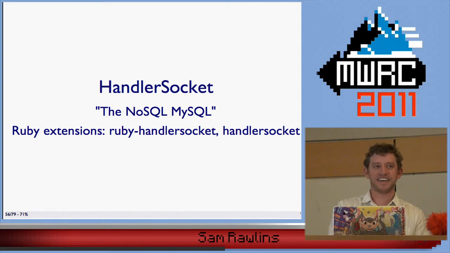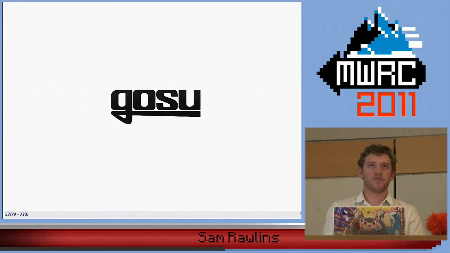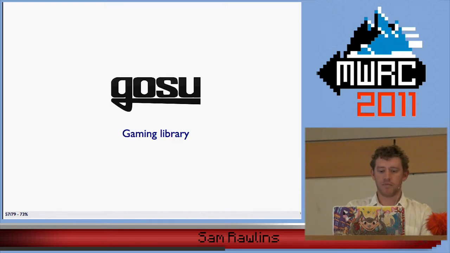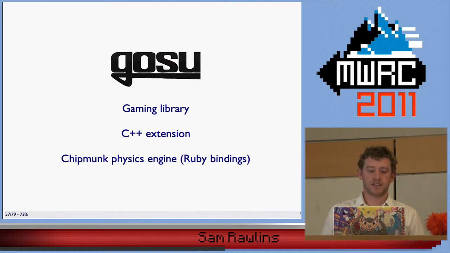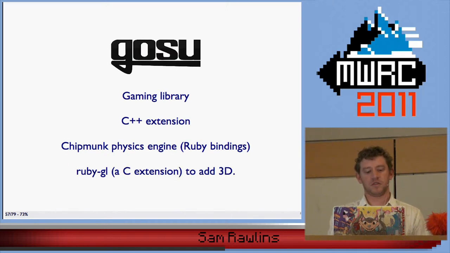Handler Socket is a MySQL client. They call it the NoSQL MySQL. So there are two cleverly named Ruby extensions out there already, Ruby Handler Socket and Handler Socket. Gosu, this one has actually been around for a while. It's a C++ library with Ruby bindings already. It's a gaming library. So there's a C++ extension for it. You can also mix in Ruby bindings for this physics engine called Chipmunk. You can also mix in RubyGL, which is a C extension to add 3D to 2D games. There's some awesome examples of games made with Gosu out there. There's a really good Super Mario Brothers as well.